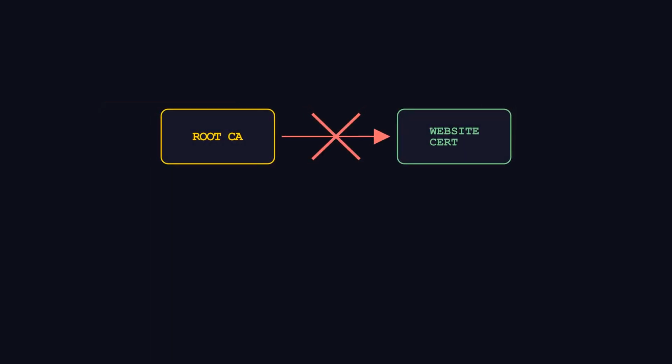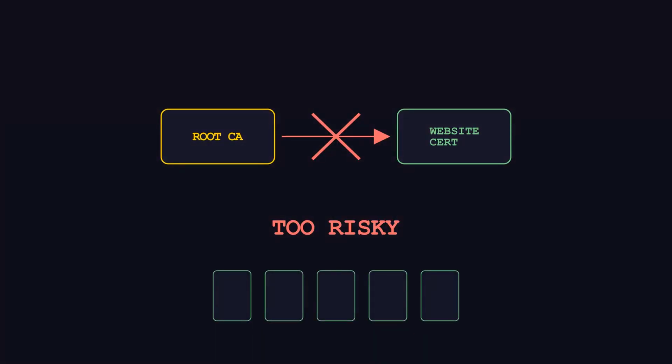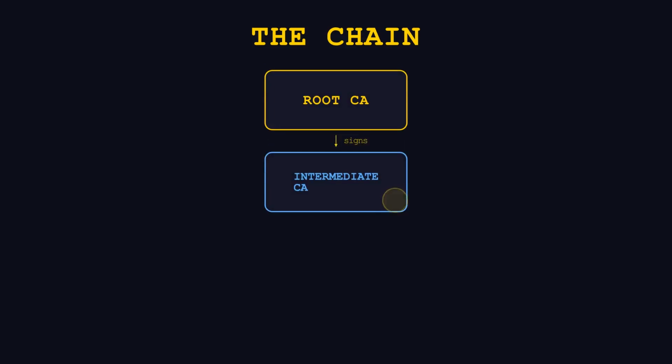But root CAs don't sign website certificates directly. That would be too risky. If a root CA's signing key were compromised, everything it ever signed becomes suspect. Instead, there's a chain. The root CA signs an intermediate CA certificate. The intermediate CA signs your website's certificate.